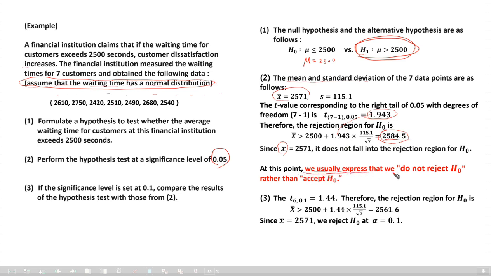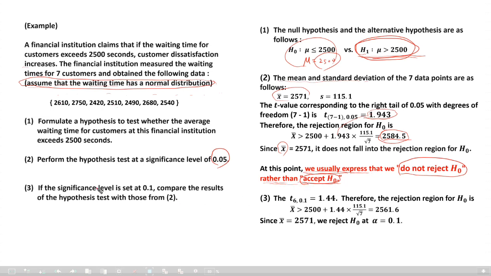We usually say we do not reject H0 rather than accept H0. It is just some philosophical thing, I think. We do not use accept H0 because I think simply it is a known value, 2500, this is a known value. We do not say accept H0. Instead, we say we do not reject H0. Okay? Your aim, your claim, is in the alternative hypothesis. So you don't say accept H0.